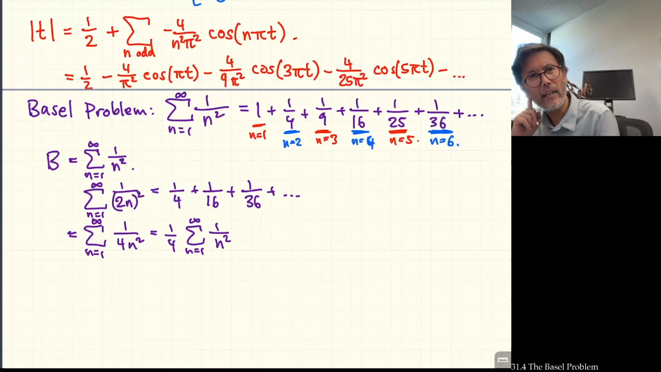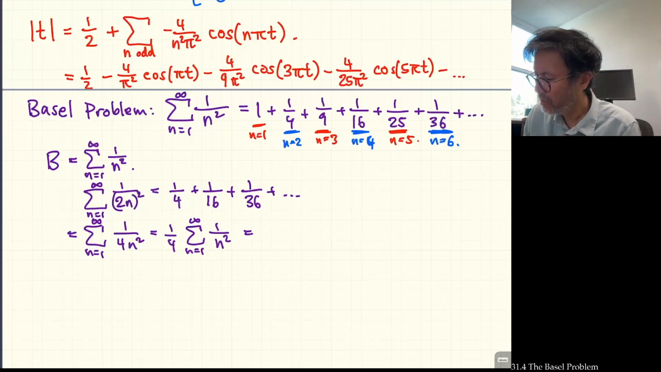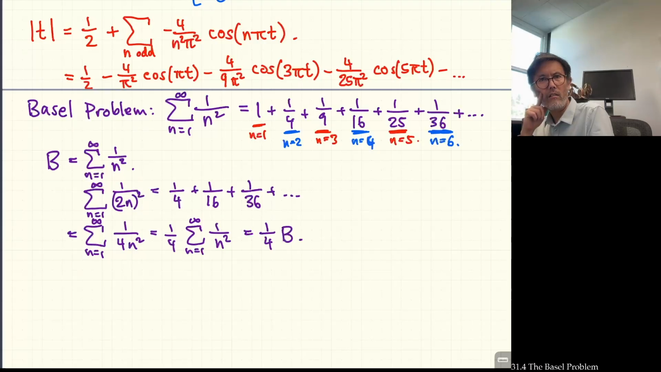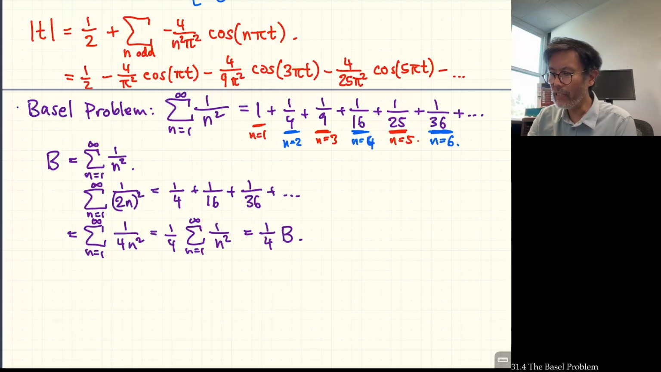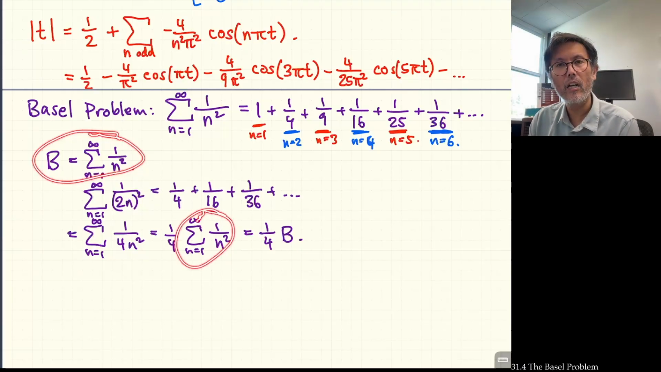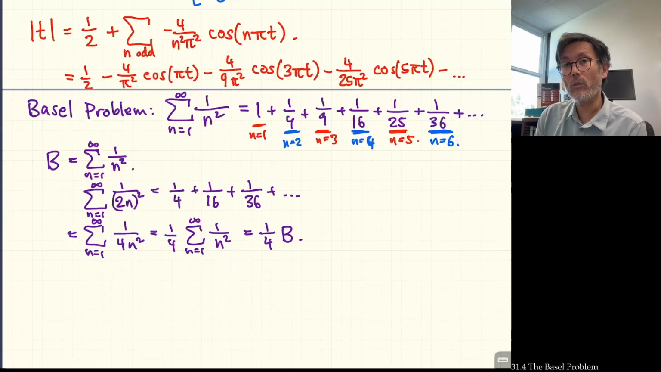But what the heck? That's 1/4 b. Do you see? Because b, as I defined it, is the sum from n equals 1 to infinity of 1 over n squared. There's the sum from n equals 1 to infinity of 1 over n squared. So when I sum over just the even ones, just the even n's, I get 1/4 of b.